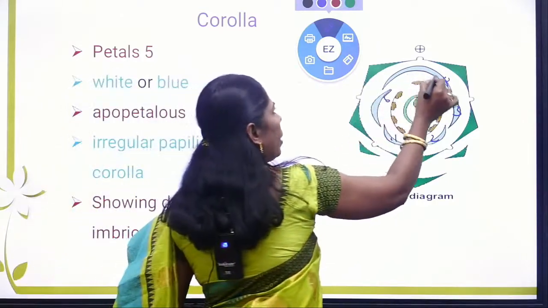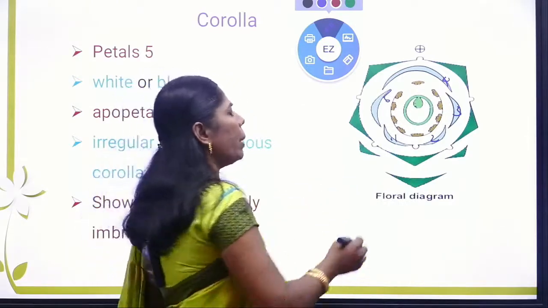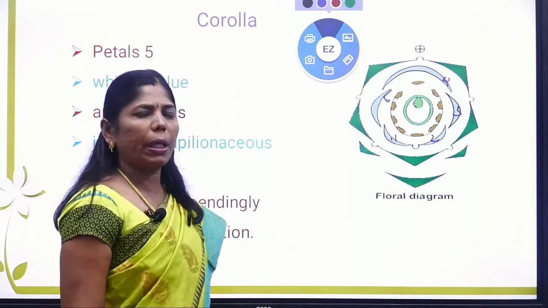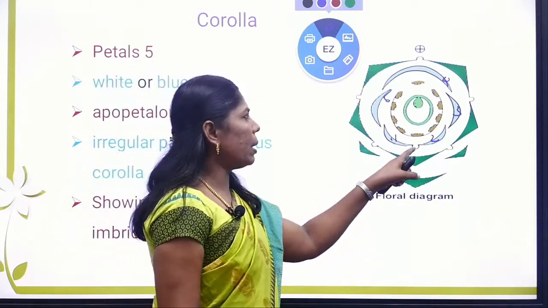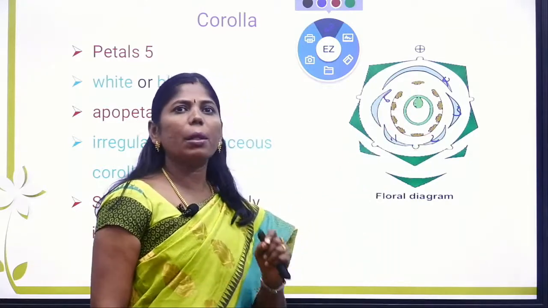Okay, these three are separate, each one individually. That is not united. Okay, that is separated. Okay, but what about the last petals? That is the anterior petal. This is the anterior petal. This is the posterior petal, and either side are the lateral petals.